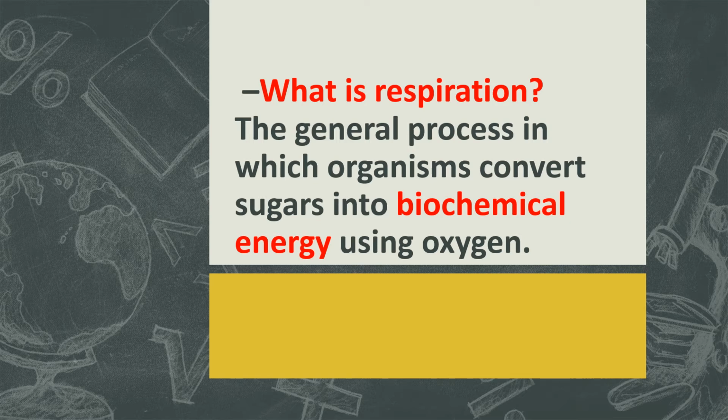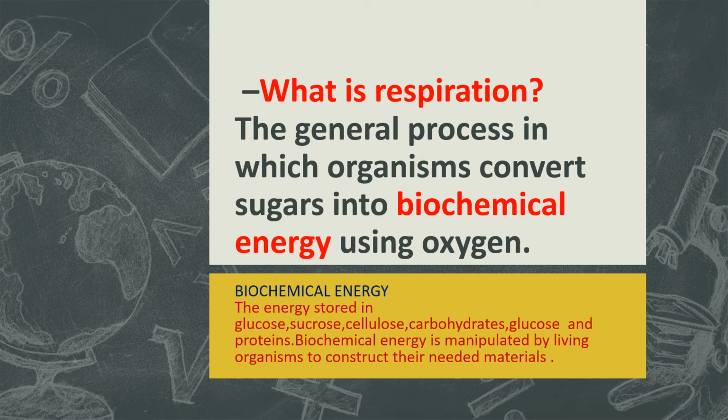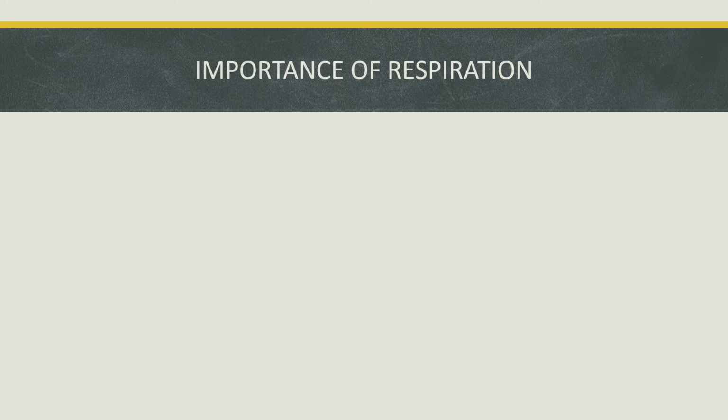What do you mean by this biochemical energy? Convert sugars into biochemical energy. In the process of converting sugar into energy, there are many chemical changes happening. That's what biochemical energy is. The energy which is produced is stored in the form of glucose, sucrose, cellulose, carbohydrate, and that energy only we are using for various purposes, various activities.